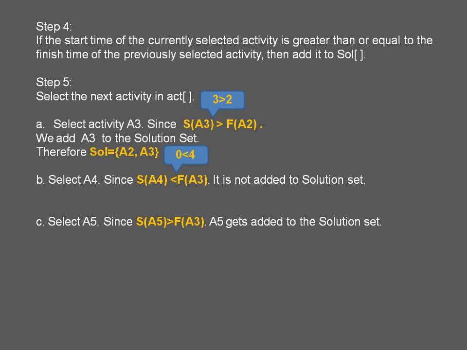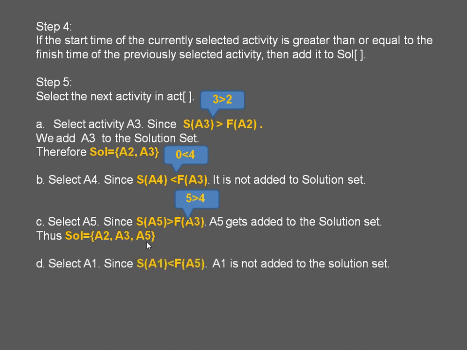Next, the next activity is A5. The start time of A5 is greater than the finish time of A3. The start time of A5 is 5 and the finish time of A3 is 4. So 5 is greater than 4, and therefore A5 is added to the solution set. Our solution set is updated, and it consists of a total of 3 activities: A2, A3 and A5.